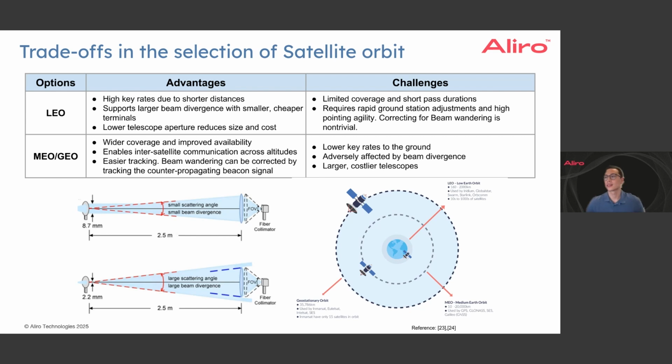this counter-propagating signal. The downsides of MEO and GEO are that they're further from Earth, so we're going to have lower key rates, lower general qubit transmission and entanglement distribution rates down to Earth. And these are larger, more costly satellites and telescopes that we're going to need to enable this. So this is how the atmospheric effects really play a role, not just in terms of signal integrity and mitigation, but also play a role in how we design the system, what orbit we select, and what the goals of the mission are.